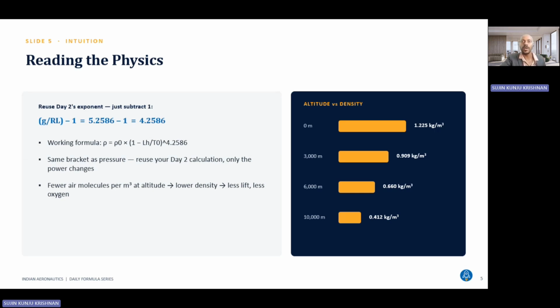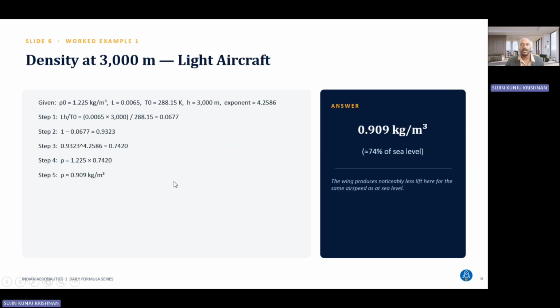One subtle point: because the exponent here, 4.2586, is smaller than pressure's 5.2586, density actually falls a little slower than pressure does, percentage wise, but both fall faster than temperature, which only had a lapse rate straight line. So now we can move to the worked examples.